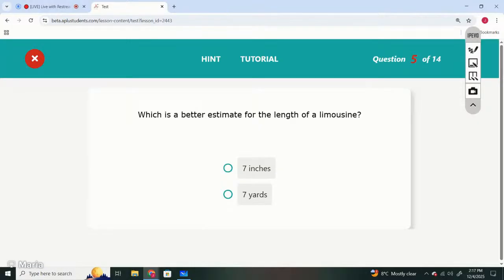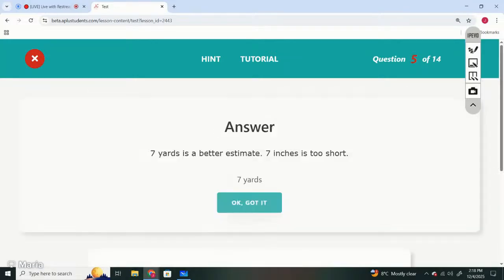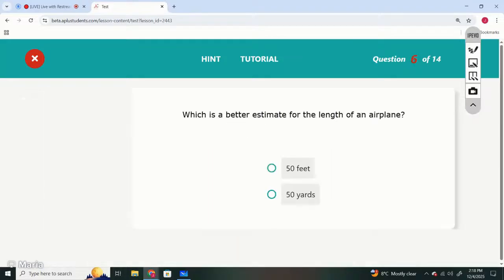Which is a better estimate for the length of a limousine? The length of the limousine would be 7 yards, okay.